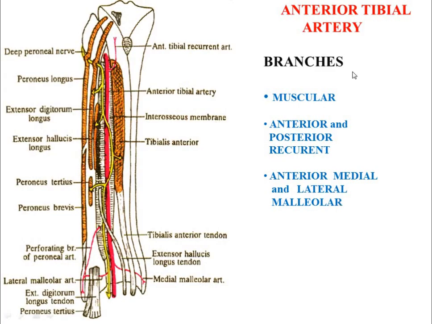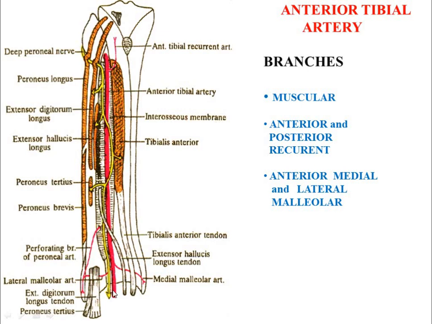So the anterior tibial artery, which is given off posteriorly in the popliteal fossa by the popliteal artery, passes through a gap above the interosseous membrane, comes into the anterior compartment of the leg, lies on the interosseous membrane, and gives muscular branches to all the muscles present in this region. Then it gives recurrent branches towards the tibia, anteriorly as well as posteriorly, anterior and posterior recurrent branches. Then it gives the medial malleolar and lateral malleolar arteries towards the medial and lateral malleoli.